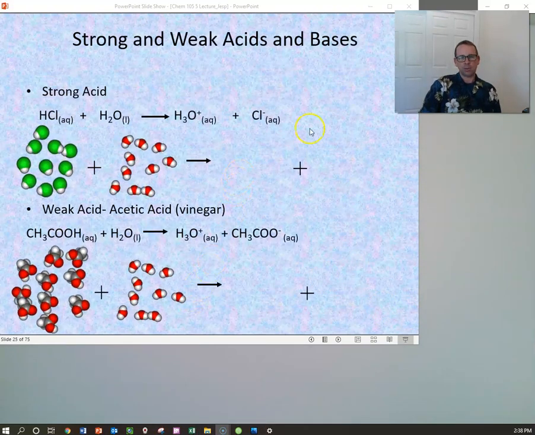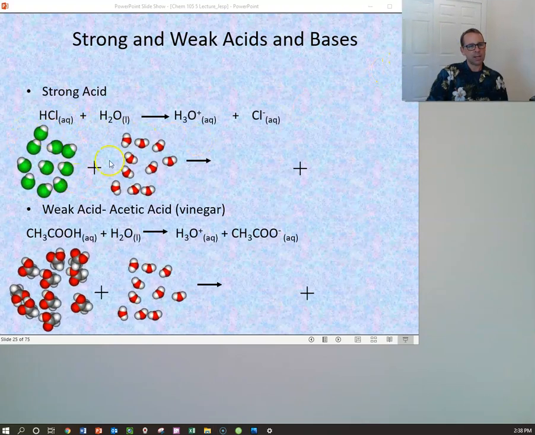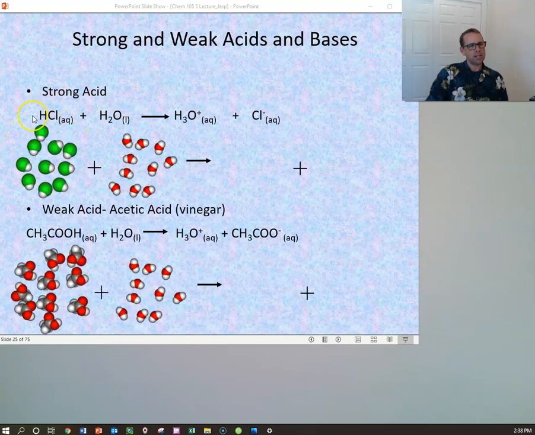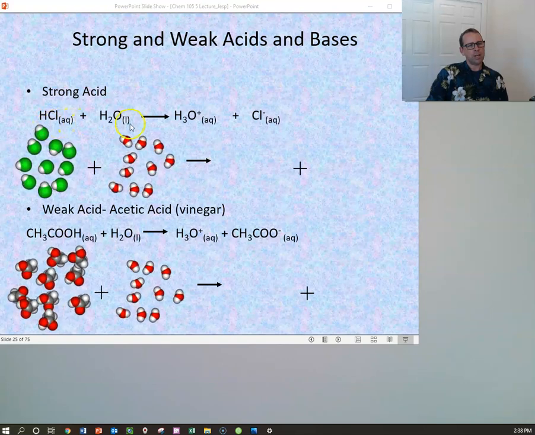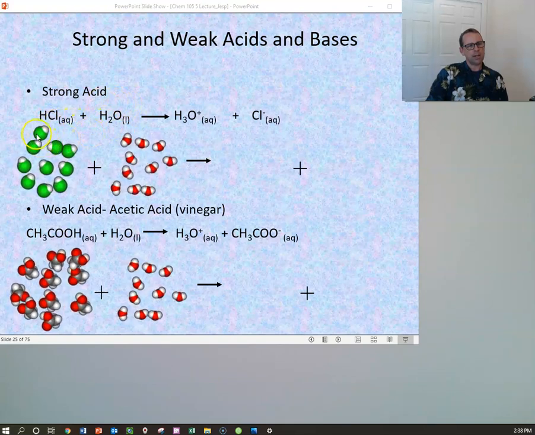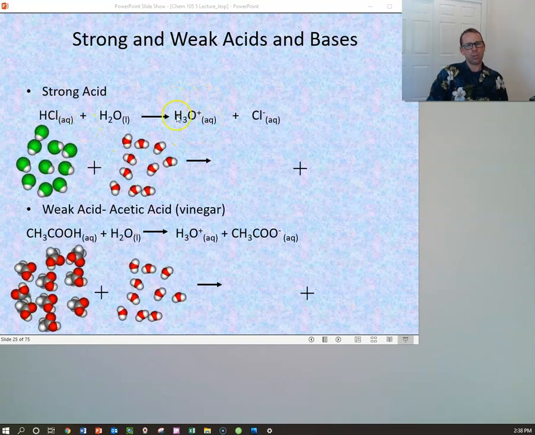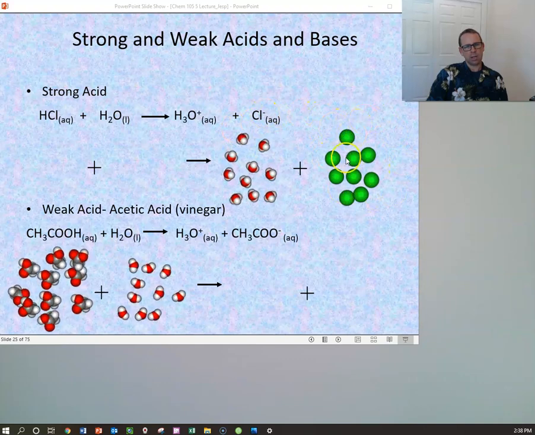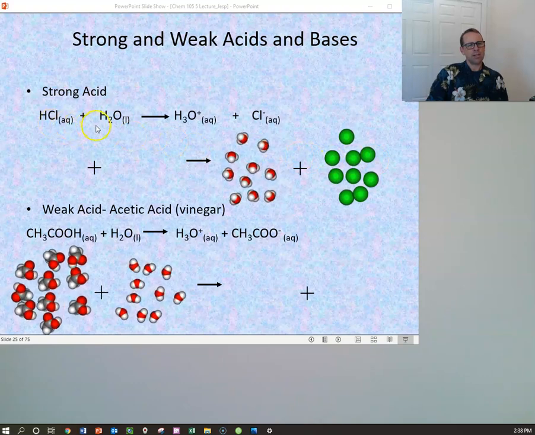All right. Now, to make sure we understand what we're talking about when we talk about strong acids, I have a little cartoon here for us. This is a strong acid, HCl. It's one of our strong acids. And when it reacts with water, the hydrogen ion goes with the water and forms H3O+, like that. And what's behind are these chloride ions. All right? So that is what strong acids do.